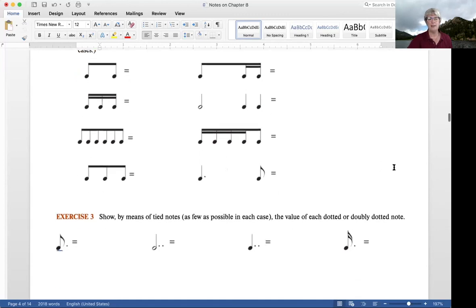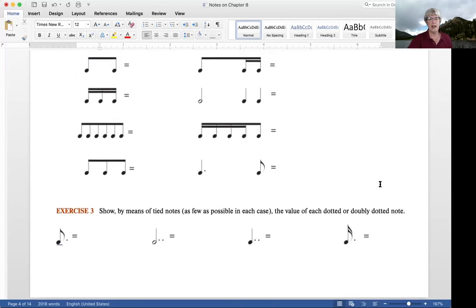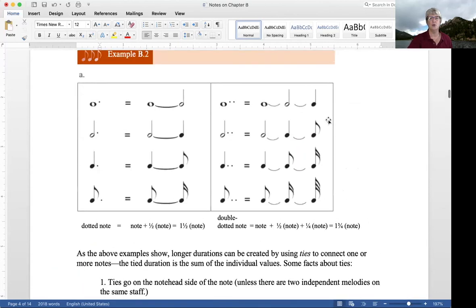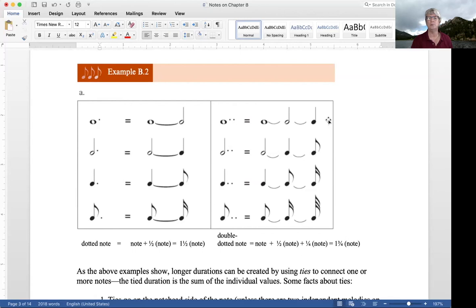And then finally, exercise 3 asks you to rewrite the dotted note or double dotted note to show that it's equal to an original note tied to half its value, or an original note tied to half its value tied to 1/4 of its value. You can always, for this exercise, refer back to example B.2.